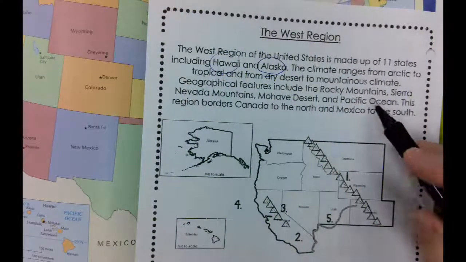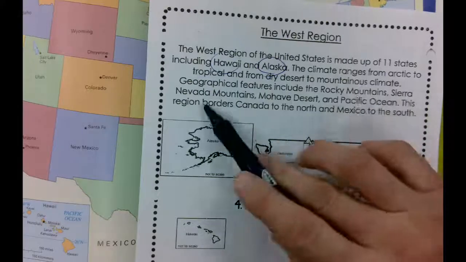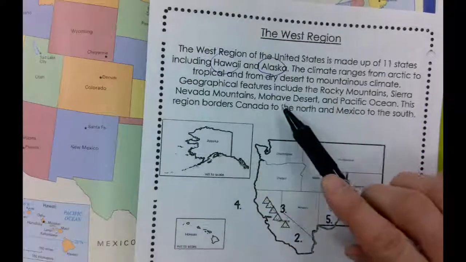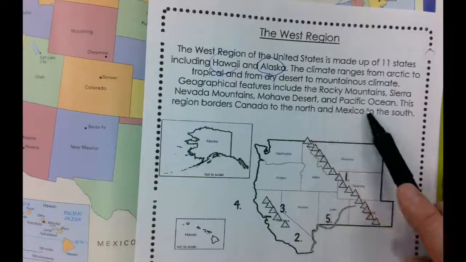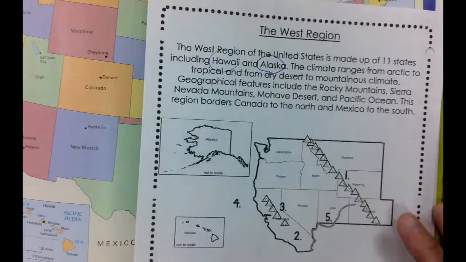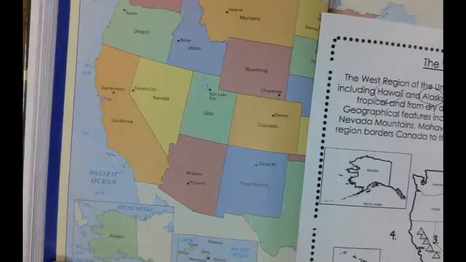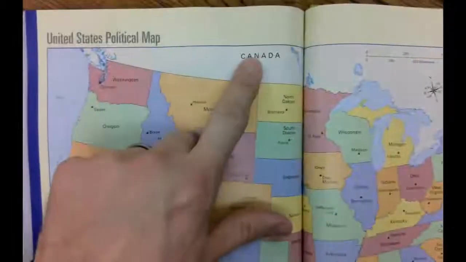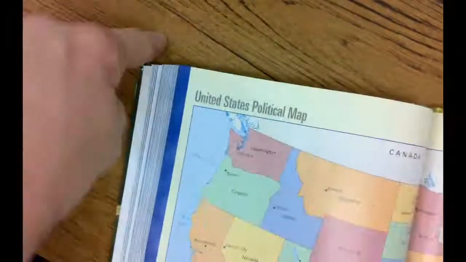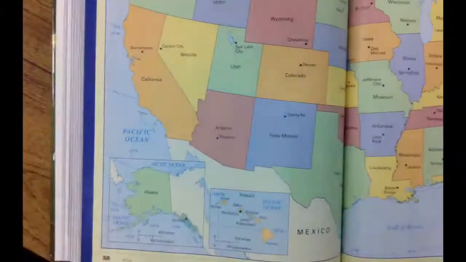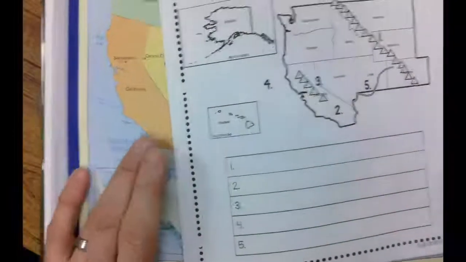Geographical features include the Rocky Mountains, the Sierra Nevada Mountains, Mojave Desert, Pacific Ocean. This region borders Canada to the north and Mexico to the south. So the West is a big region here. Canada to the north, Mexico to the south. This Alaska, even though it's in the bottom of this map, would be somewhere way, way up here. You can't even fit it on our page. Let's do our landforms first.